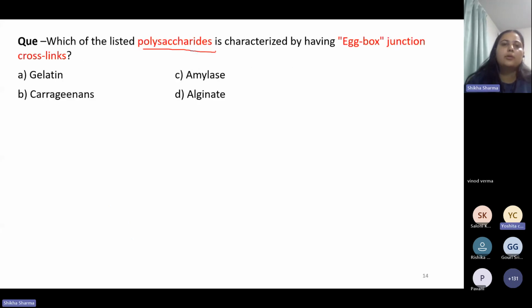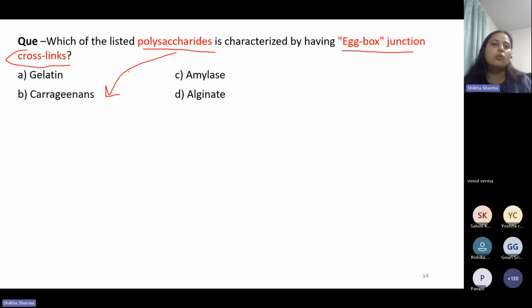Okay, thank you. So these are different polysaccharides we have: four polysaccharides, gelatin, carrageenans, amylase, alginates. Out of these, which has the egg box junction crosslink? This question basically depends on the structure of the polysaccharides. So which of the polysaccharides is having egg box junction crosslinks? Anyone? Alginate, option D. Alginate. So we have one person for D. Would another person like to try?